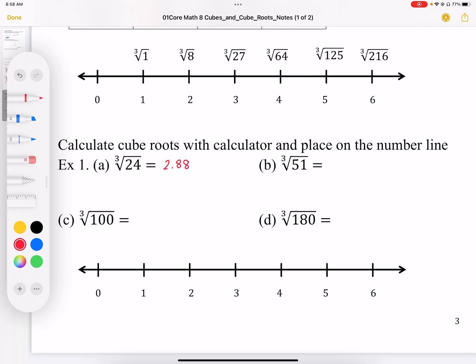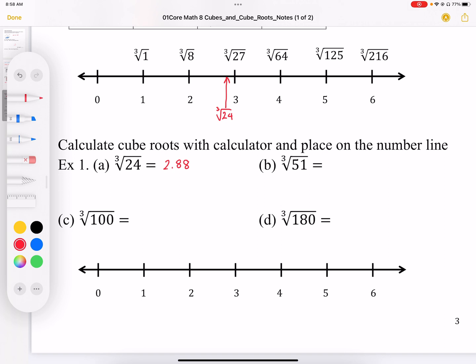And the cube root of 24 should be somewhere between the cube roots of 8 and 27. In fact, it's pretty close to 3, and it ends up right there. The cube root of 24 ends up on the number line right there, just less than the cube root of 27.